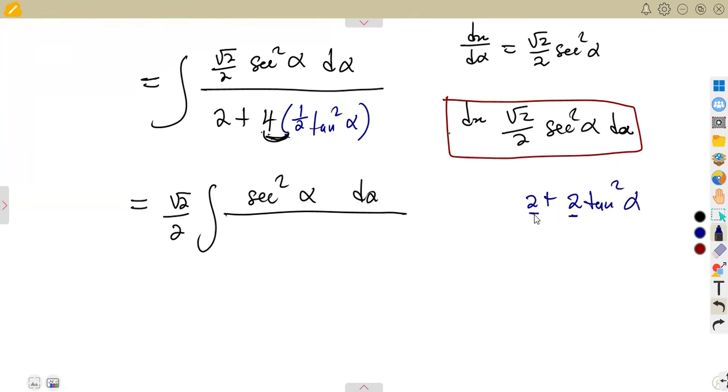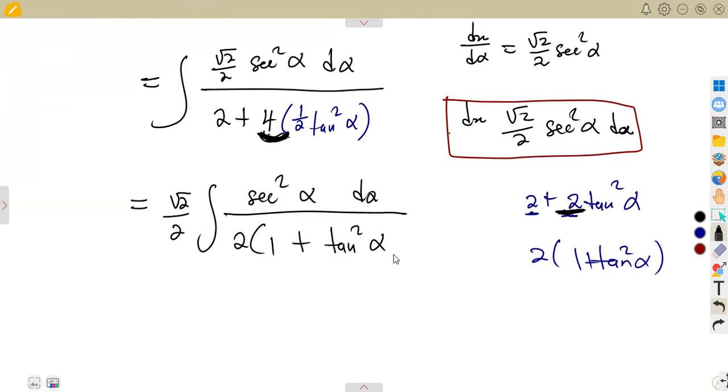As usual, you can see this is common. Factor out this, you are left with 1 plus tan squared alpha. So this part here, it gave us a 2, which is 2 plus 2. But if you factor out the 2, you'll be left with 1 plus tan squared alpha. So like I said before, 1 plus tan squared alpha and sec squared alpha are the same. It's an identity. Sec squared alpha is equal to this. So it means these two are the same. They can cancel. So you're left with 1 over 2.